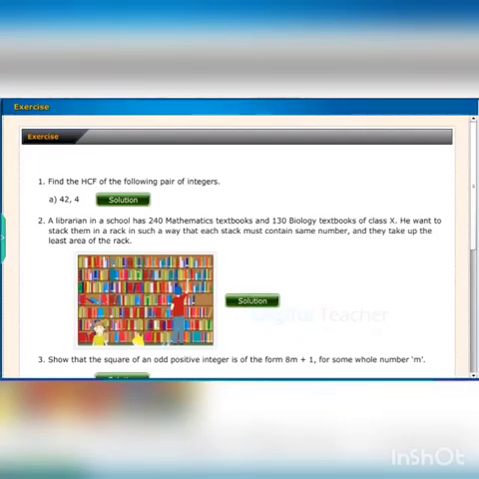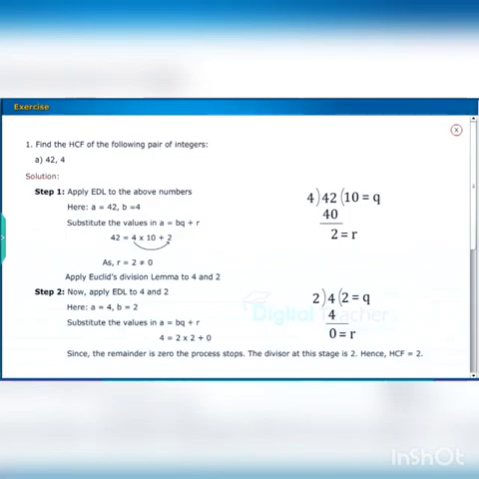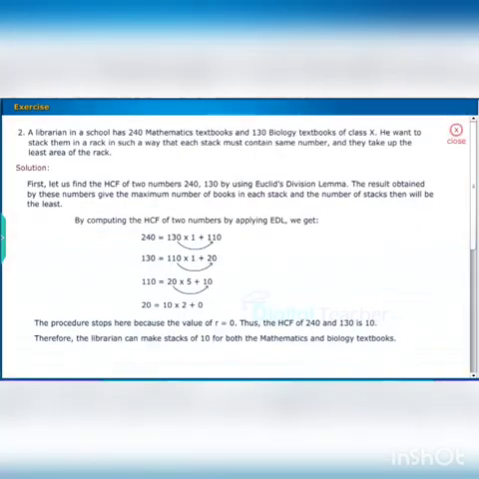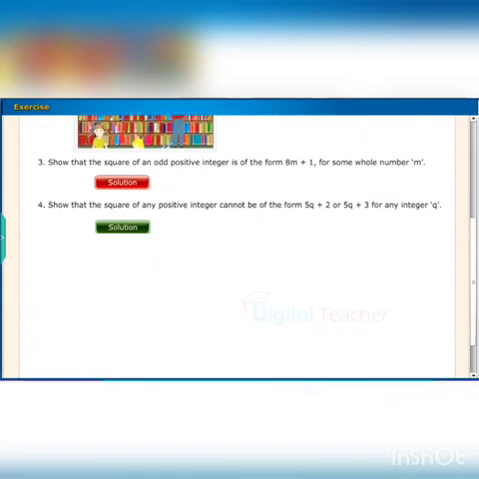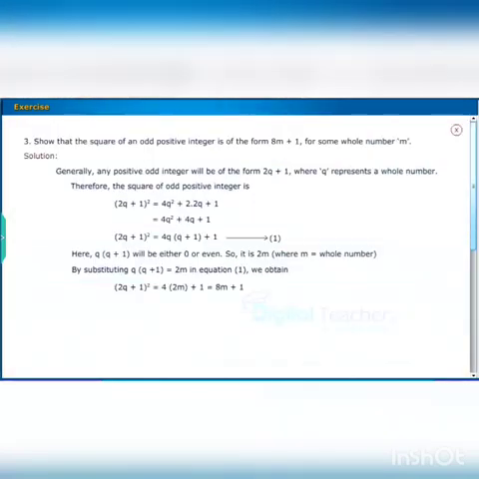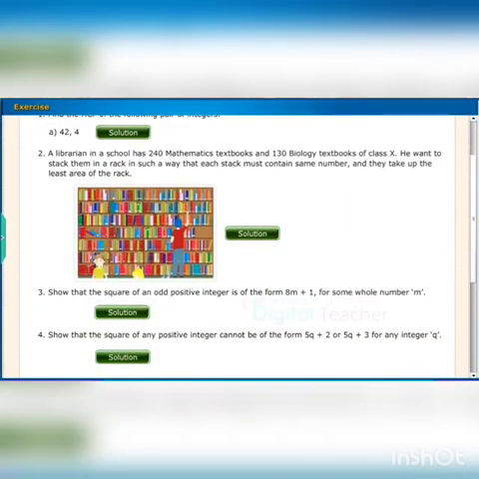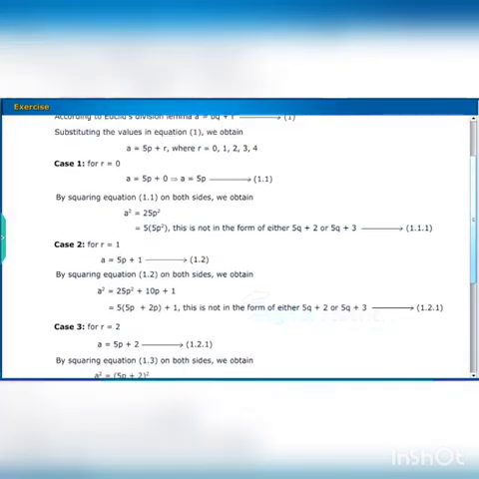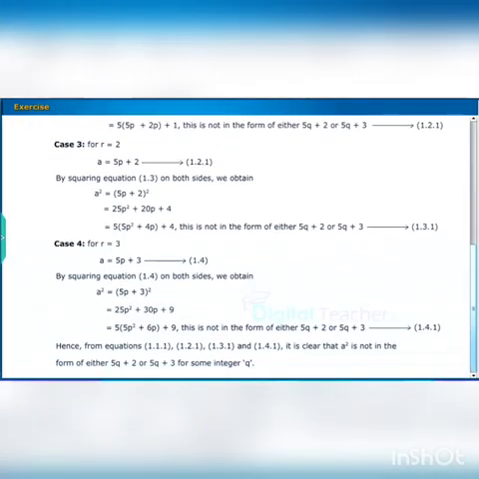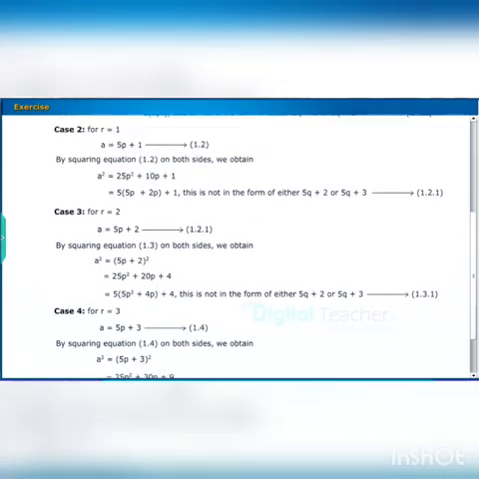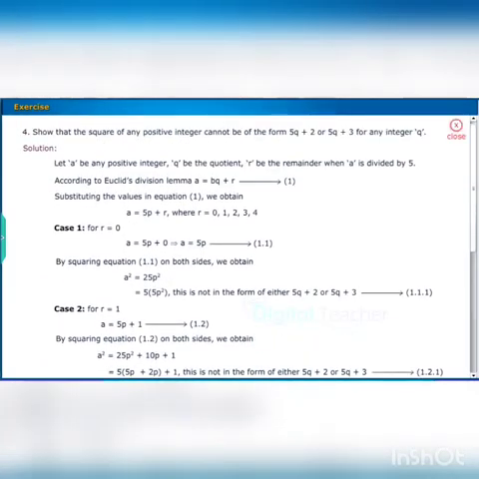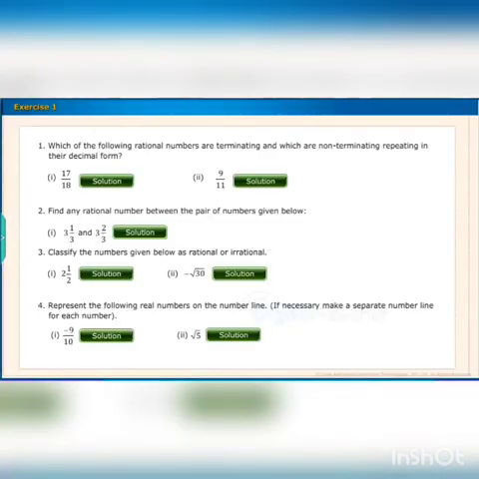Exercise problem. Let us solve exercise problems. You can click the Solution tab to verify your answer. Let us solve a few exercise problems. Click the tab to view solution.